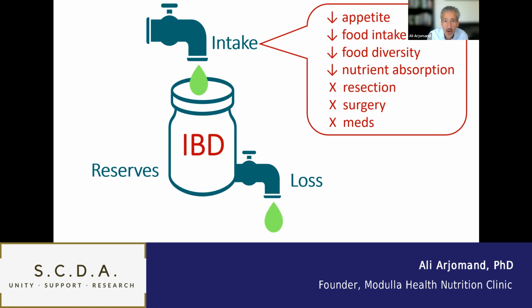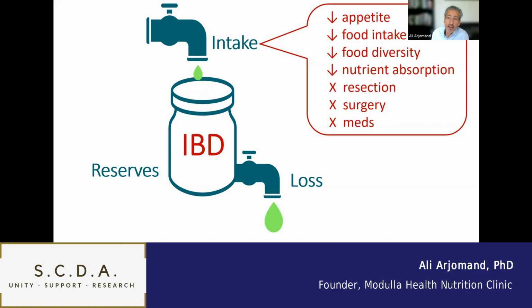Now, in IBD, what happens is not only does this picture hold true, but you have issues with intake, right? So intake is typically lower because maybe your appetite is lower. The quantity of food you take is lower. The diversity of your food is not so good, perhaps. Your absorption of nutrients isn't optimal because you have inflammation in the small intestine. You may have had a resection where a portion of your intestines is surgically removed, and you may be on medications, right? All of these will impact the net intake of nutrients coming in. So instead of a big drop, it basically becomes a little drop.